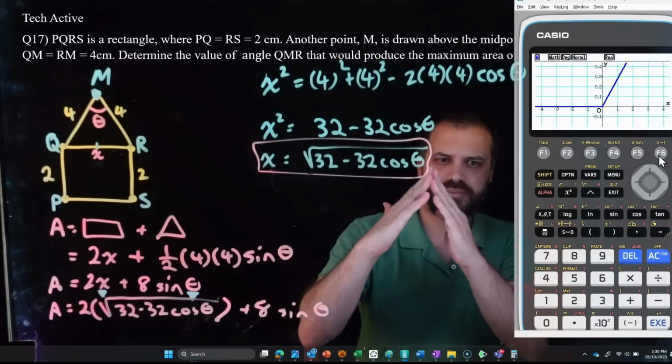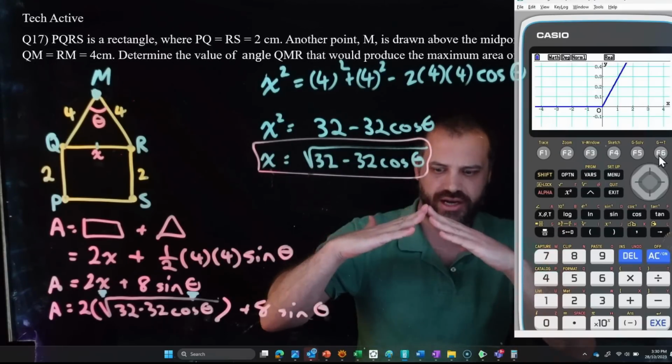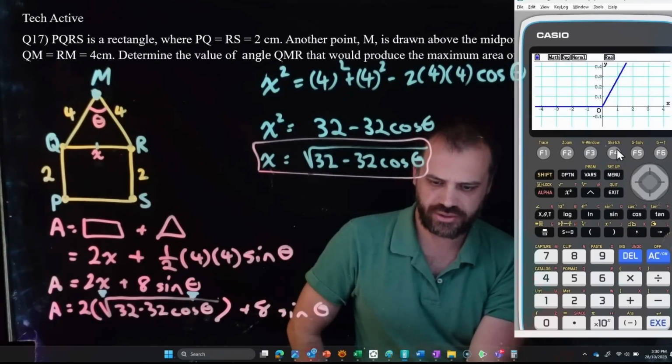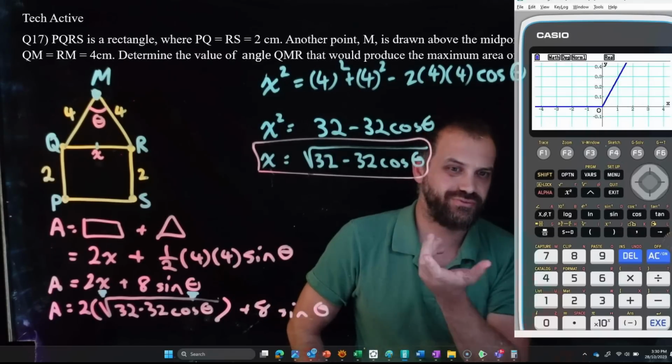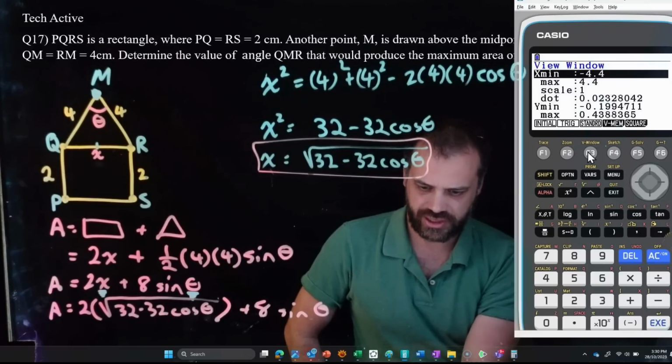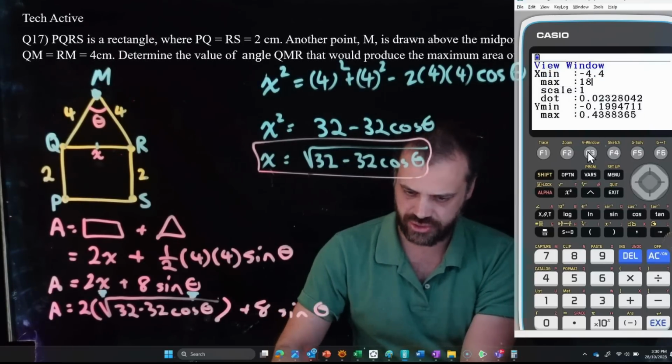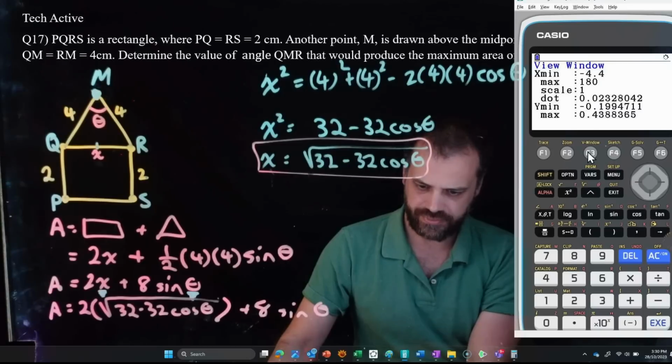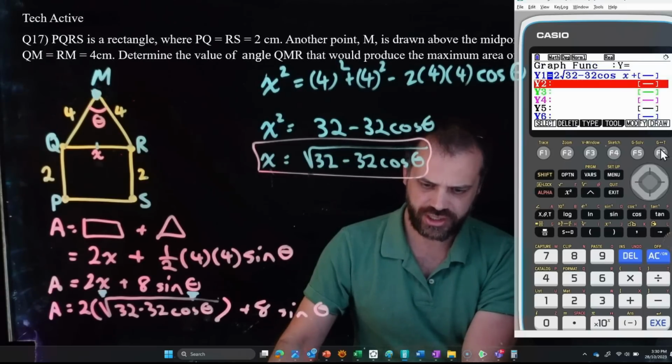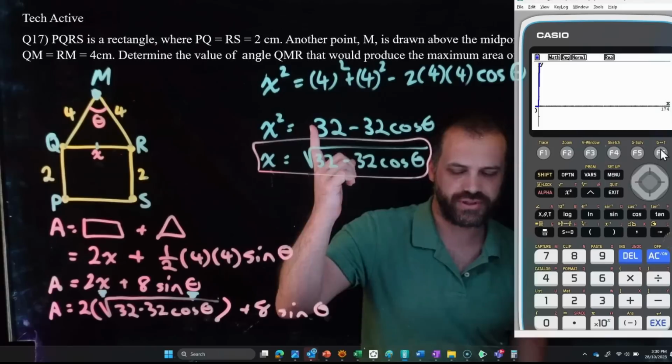Now, what could my angle be? My angle could be anywhere between 0 degrees and 180 degrees. So, my view window, my x-axis is just 0 to 4. So clearly that's not going to work. So let's go to 180. That'll do. Let's draw that. Okay, and then it shoots off into space.